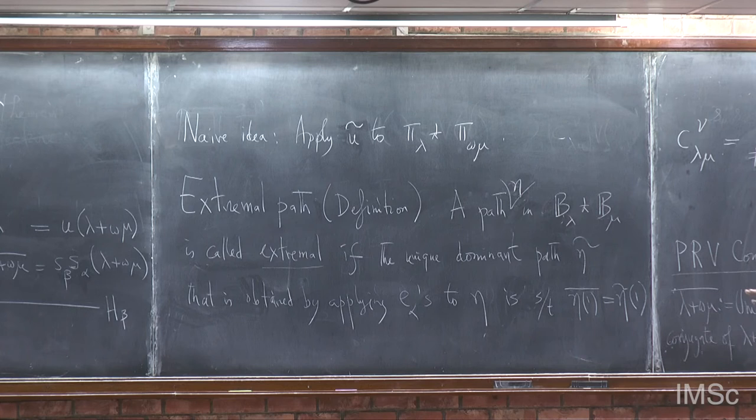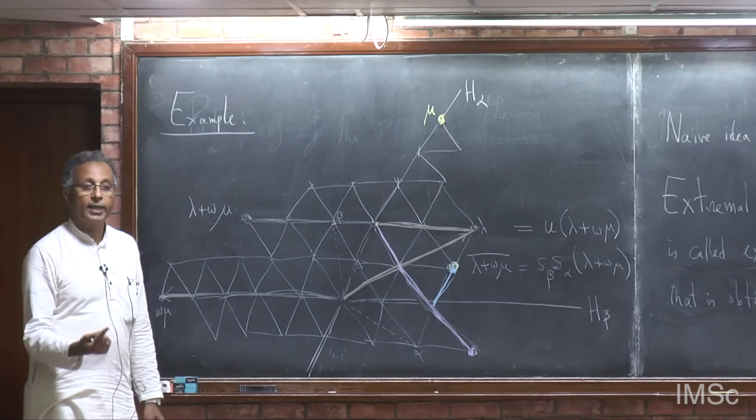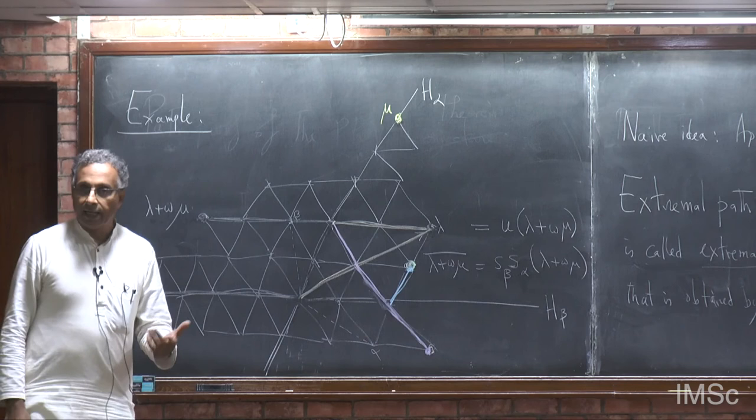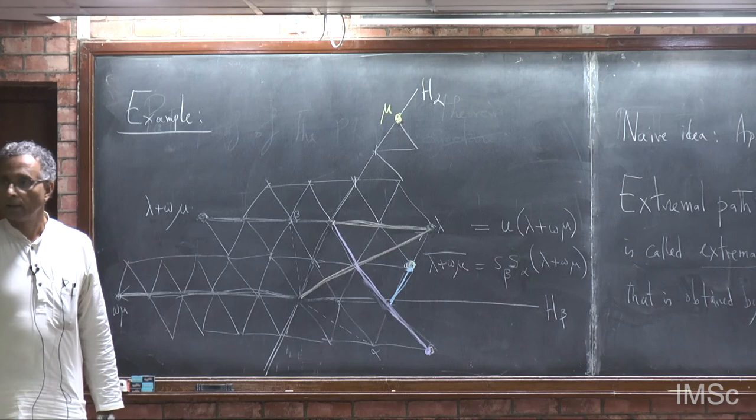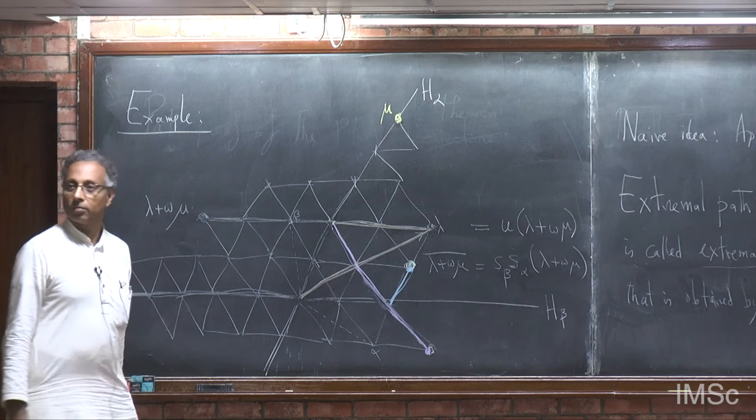I realize this may be a little technical for you, but the idea is the following. This is what is exactly happening here. So what I want to find is an extremal path that ends at lambda plus w mu. Right. I want to find an extremal path that ends at lambda plus w mu. If I did that, then I drive that path to the dominant Weyl chamber, then it will end where? It will end at the conjugate of this. That's all.